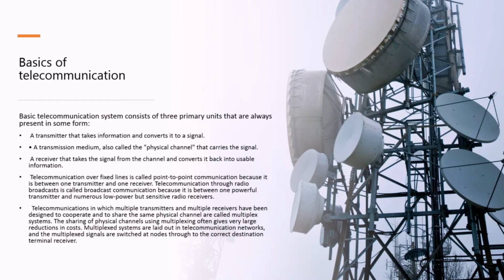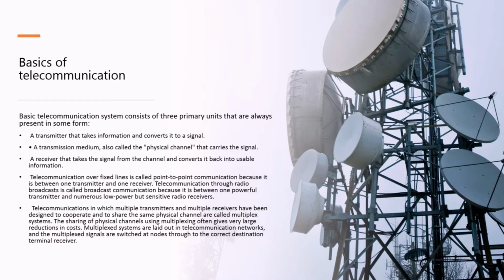The basic telecommunications system consists of three main blocks that are always present in one form or another. The transmission media can be referred to as physical channels that transmit the signal. What is a receiver? A receiver receives a signal from a channel and converts it into useful information. Fixed line telecommunication has a point-to-point connection, because it operates between one transmitter and one receiver.